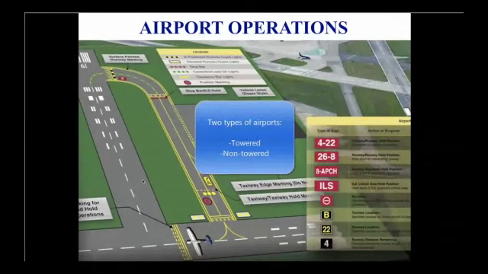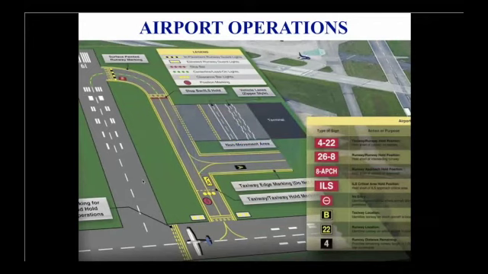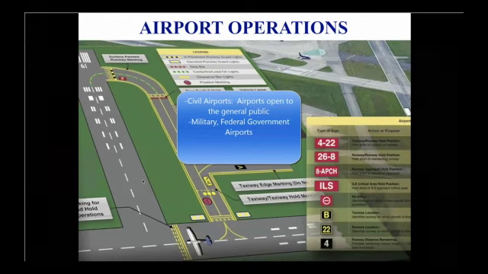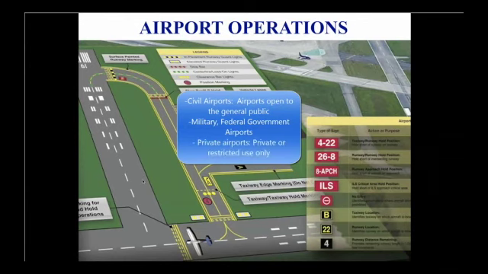Types of airports. There are two types of airports, towered and non-towered. These types can be further subdivided to civil airports, airports that are open to the general public; military federal government airports, airports operated by the military, National Aeronautics and Space Administration, NASA, or other agents of the federal government; private airports, airports designated for private or restricted use only, not open to the general public.